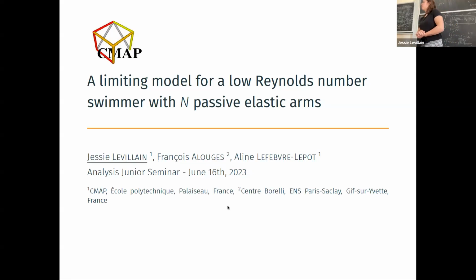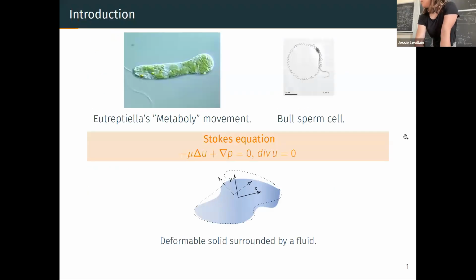Thank you, Irene. I will be talking about some work I did with my supervisors in Paris. First of all, the setting of this work is that we're studying a deformable solid that is surrounded by a fluid. In our case, the deformable solid is really small, like the size of a couple of micrometers, maybe.